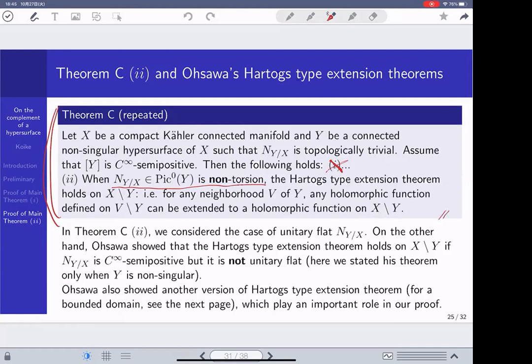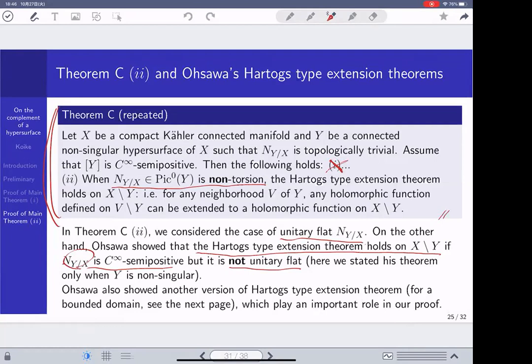In this theorem, we consider the case of unitary flat normal bundle. On the other hand, Ohsawa showed in his paper, and there is also a very detailed explanation in his book from Springer, that the Hartogs type extension theorem holds on X minus Y if the normal bundle is C infinity semi-positive, but it is not unitary flat.